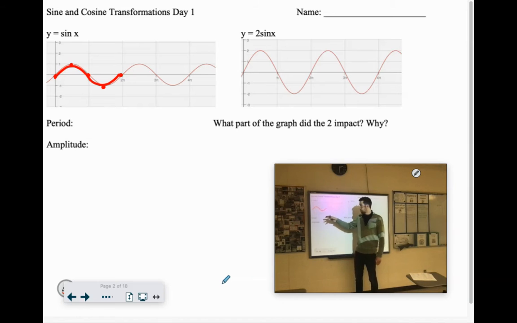So how long was that period? Well, if you look, it started at 0, and then it starts repeating at 2 pi, which is pretty typical, right? Just like a unit circle.